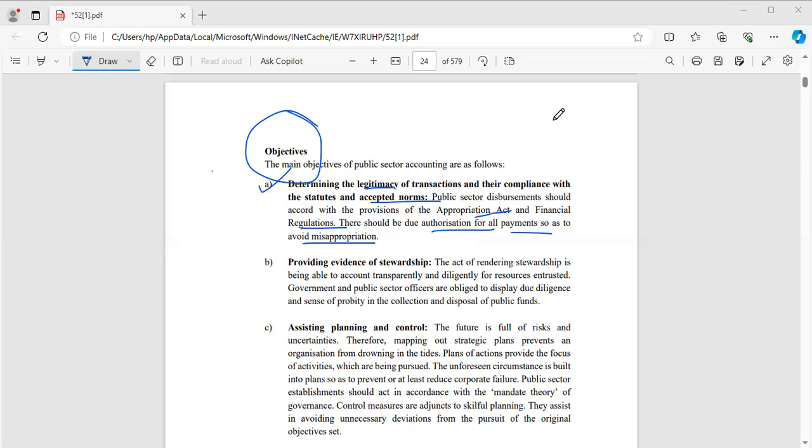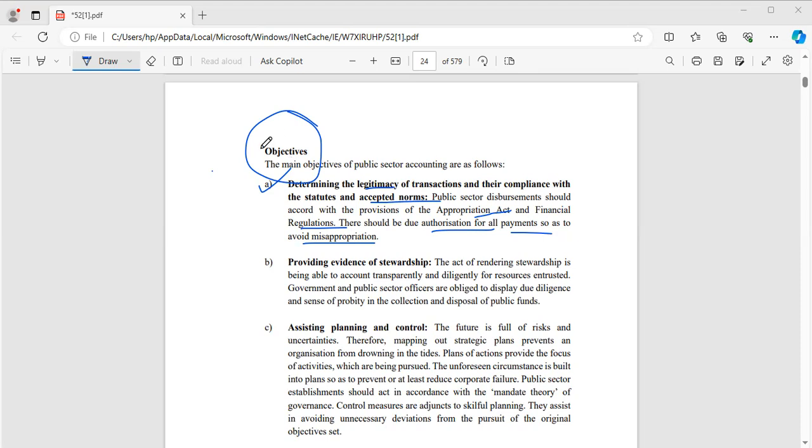So if a fund has been authorized for spending, we record it. If a fund was received into the organization or into the ministry or into the department, whatever it may be, we are also recording it. So keeping proper public sector accounting enables us to determine the truthfulness of every transaction that occurred within the financial year of that particular company. It's as easy as that.